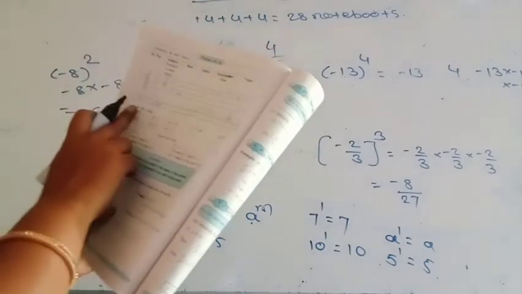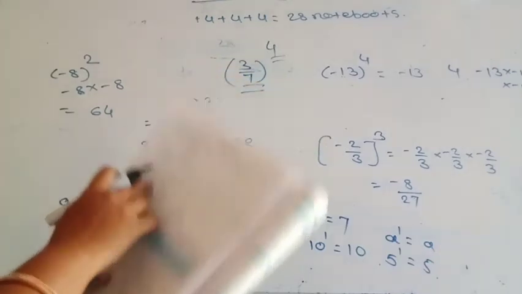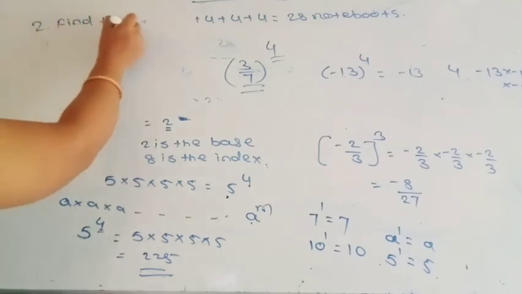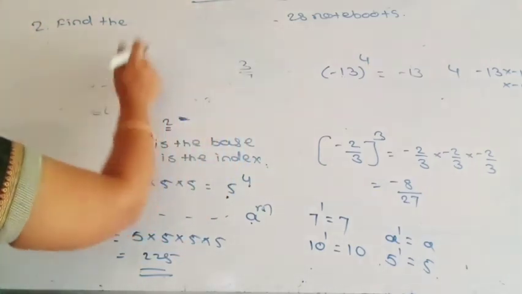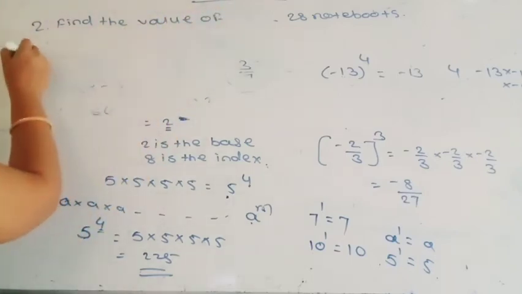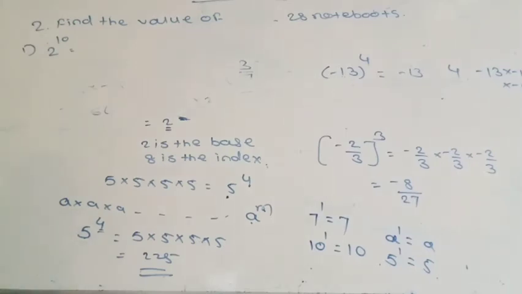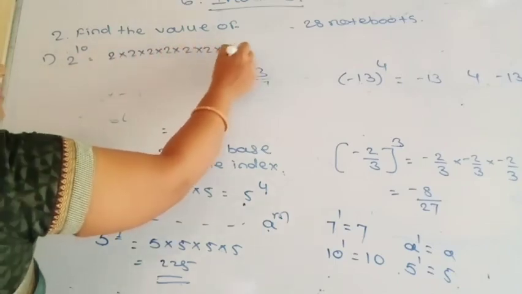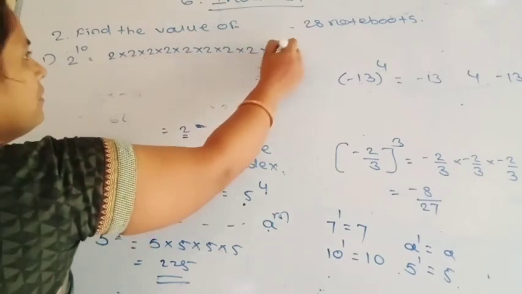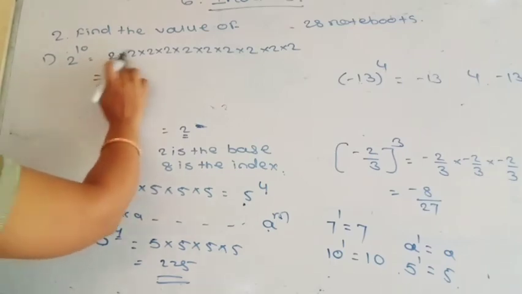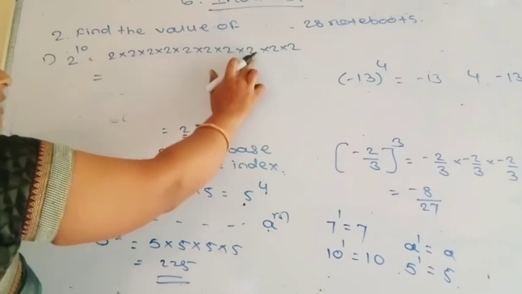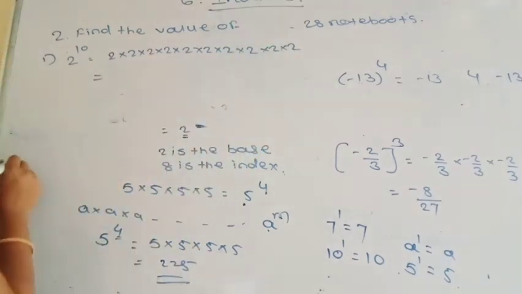Then the second one, see the question. Find the value of 2 raised to the power of 10. First one, 2 raised to the power of 10. Then how many times do you multiply 2? Your index is given, 10. Then 2 multiplied 10 times: 2 into 2 into 2 into 2 into 2, 10 times. Then the value: 2 2s are 4, 4 2s are 8, 8 2s are 16, 16 2s are 32, 32 2s are 64, 64 2s are 128, then 128 into 2 is 256, 256 into 2 is 512, 128 into 8.